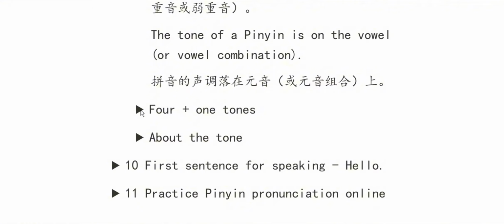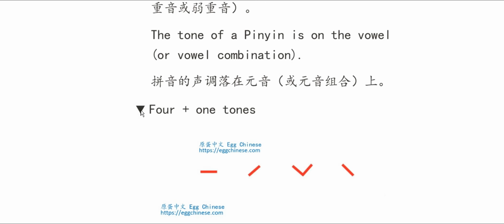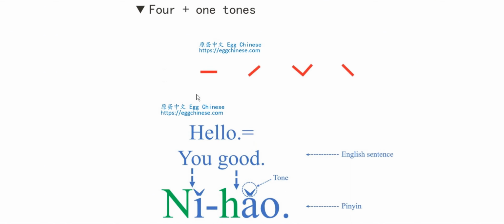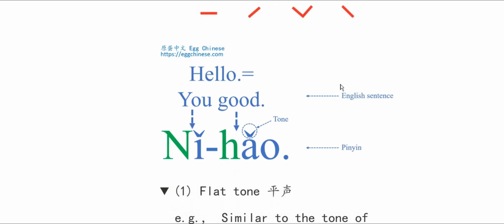So next, let's move on to see the specific 4 plus 1 tones of pinyin. So we use just these 4 indicators to indicate 4 tones. So this one is for the first tone, second tone, third tone, the fourth tone of Pinyin.